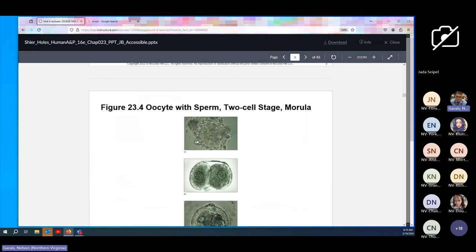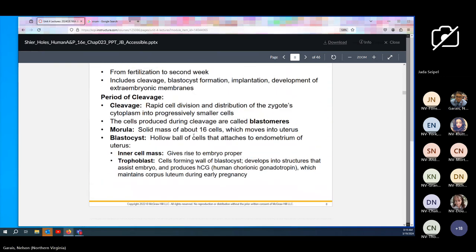And it happens in a couple of days, give or take. Now, what's the blastocyst? Blastocyst is a hollow ball of cells that attach to the endometrium. Now, you'll notice that there's going to be an inner cell mass, and anything on the inside is delicate and kind of important. So the inner cell mass will lead to the embryo. And then the outer cell mass, known as the trophoblast, will lead to all the support structures for this embryo.